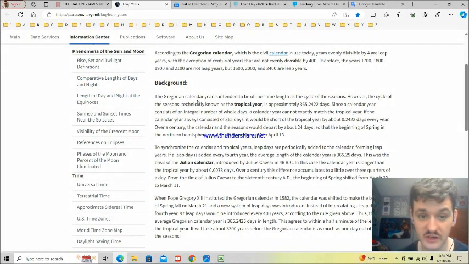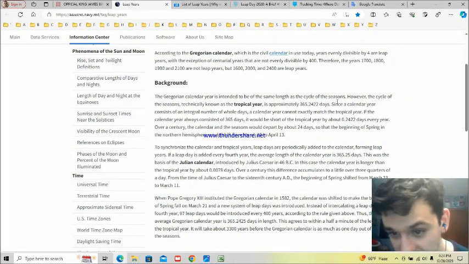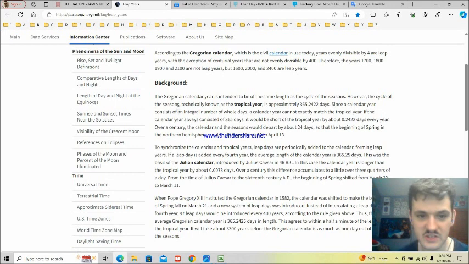Okay, so here's the background. The Gregorian calendar is designed to stay in step with the cycle of the seasons. However, the cycle of the seasons, which is known as the tropical year, is about 365.2422 days, because it's not exactly 365 and a quarter. Since the calendar year consists of an integral number of whole days, a calendar year is not exactly the tropical year. If the calendar was always 365 days, it would fall short of the tropical year by about 0.2422 days every year. Over a century, the calendar would drift by 24 days, as the beginning of spring in the Northern Hemisphere would shift from March 20th to April 13th.